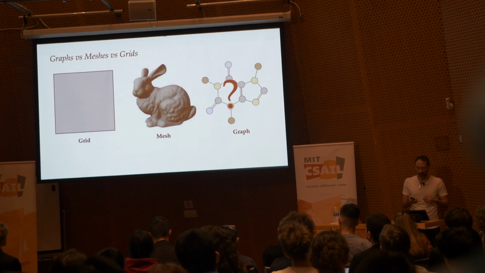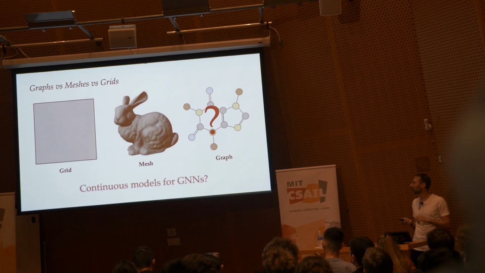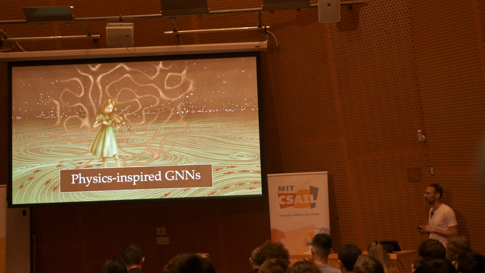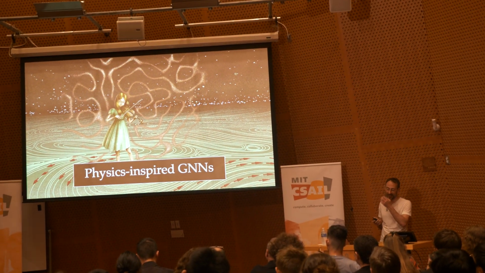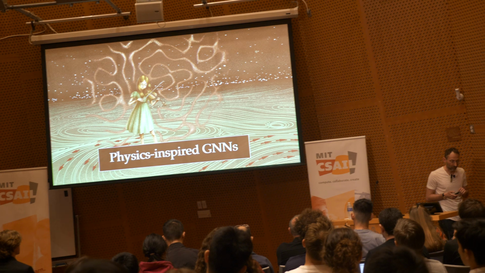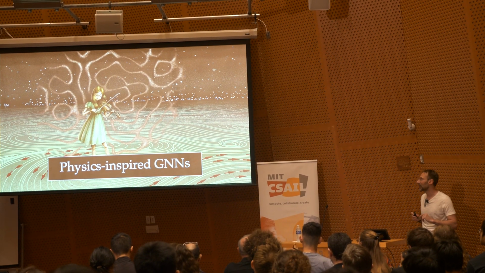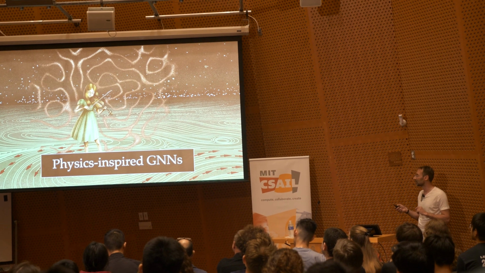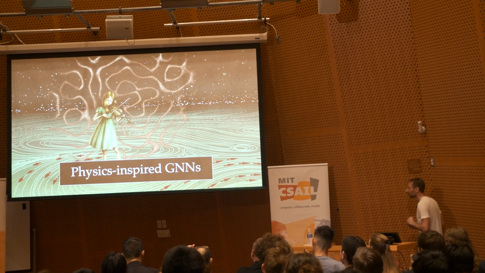We don't have this continuous analogy for graphs, and therefore we would like to develop some kind of continuous models for GNNs, and this is what we call physics-inspired GNNs. And I think Daniela's group also works on physics-inspired neural networks, so you will probably find some common topics or similarities to the work that is done here.